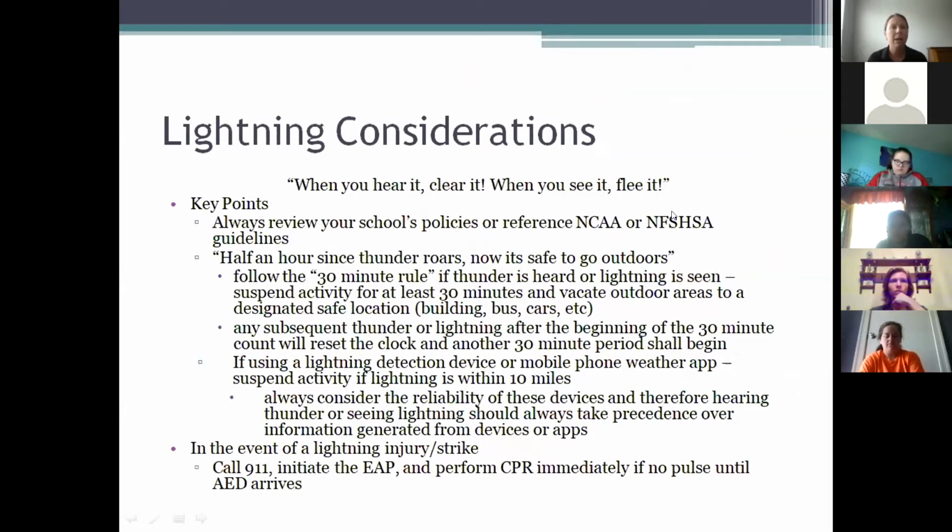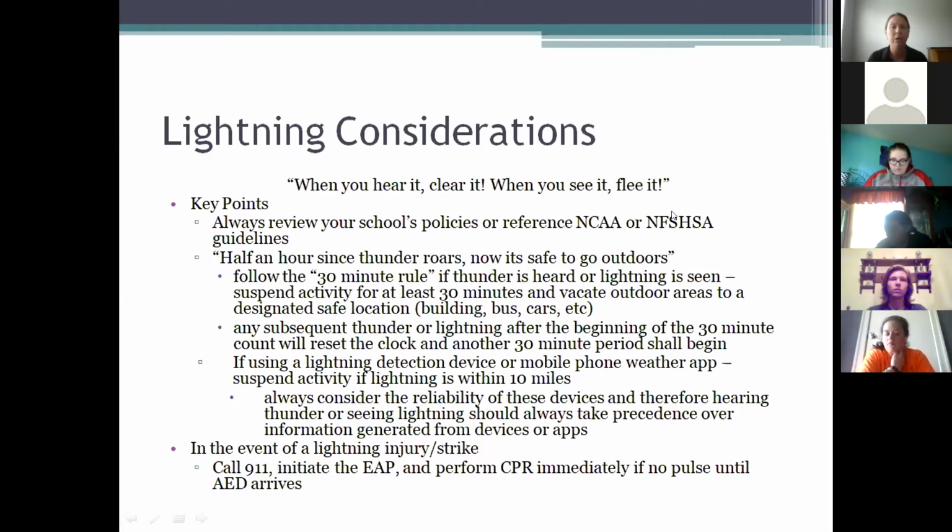Next, I will be talking about weather-related considerations, first being lightning. So the saying goes, when you hear it, clear it. When you see it, flee it. All right, our key points to remember here. You always want to review your school's policies or reference the NCAA or high school athletic administration guidelines. Another key phrase here is half an hour since the thunder roars, now it's safe to go outdoors. We call this the 30-minute rule.